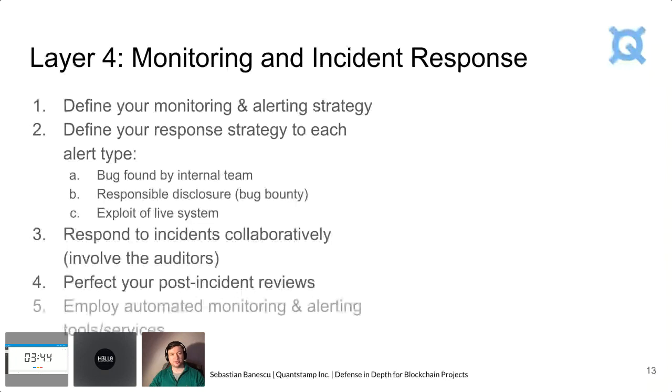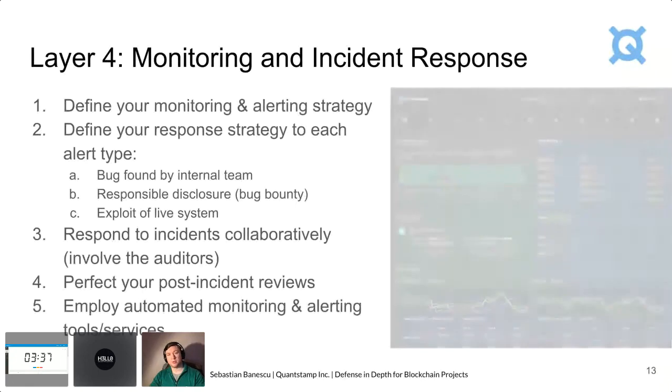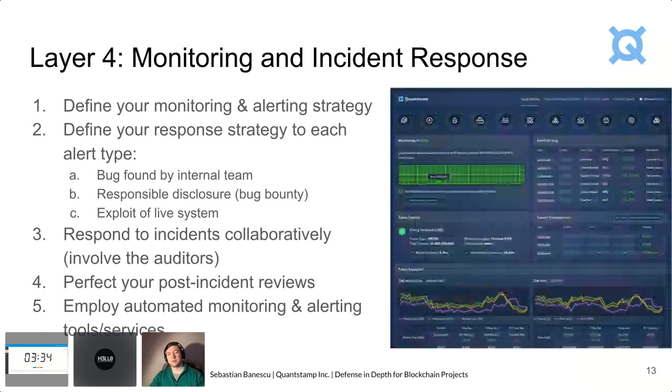Now, last but not least, you should employ automated monitoring and alerting tools and services. Just wanted to give this as an example. We have the Quantstamp monitoring service, which monitors every block and every transaction for different types of issues, and you get an alert. You can get an alert on email or mobile phone, or you can just use the API and hook it into your system so that you can freeze or pause your contract once an alert is hit. So you should do as much automation as possible here as well.